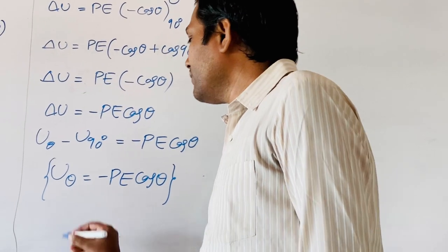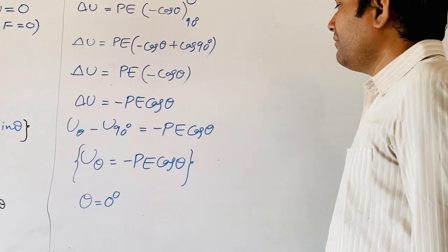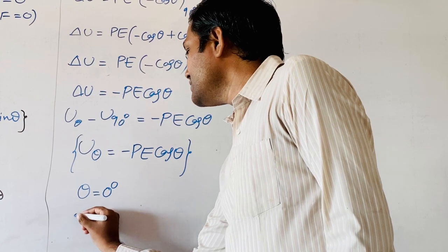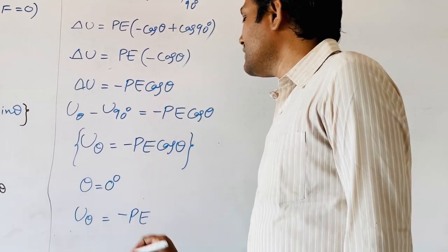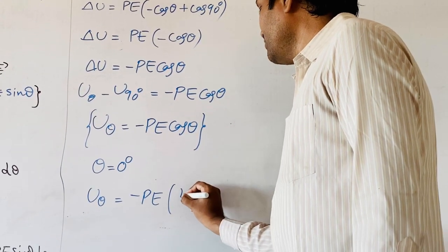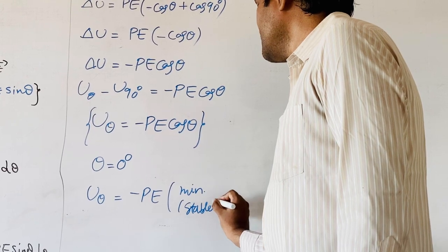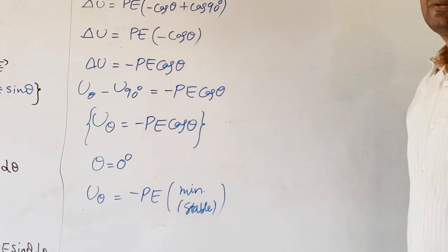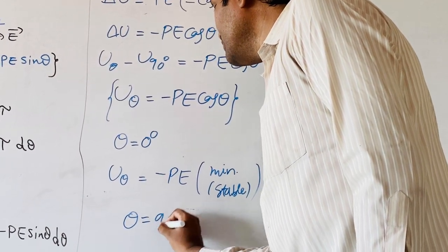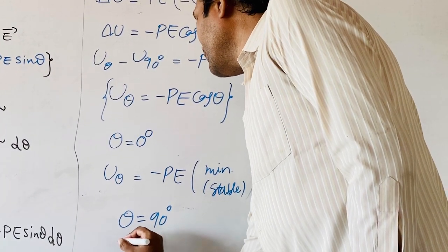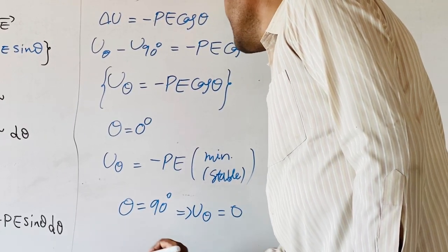Suppose you are taking the angle theta as 0 degrees. Whenever you are taking theta as 0 degrees, then what can we write? U(theta) is equal to minus PE cos 0, and cos 0 is 1. Now this is the minimum value. As well as this position, we can say with what name? Stable equilibrium. Suppose we are taking theta equal to 90 degrees. So U at an angle theta equal to 90 degrees is clearly 0.